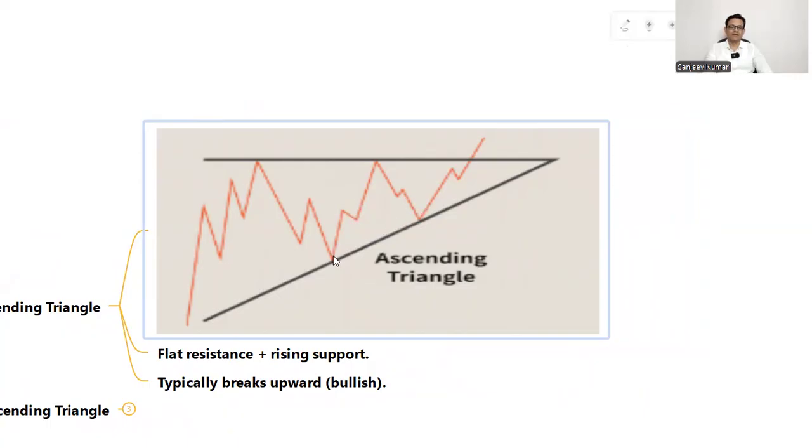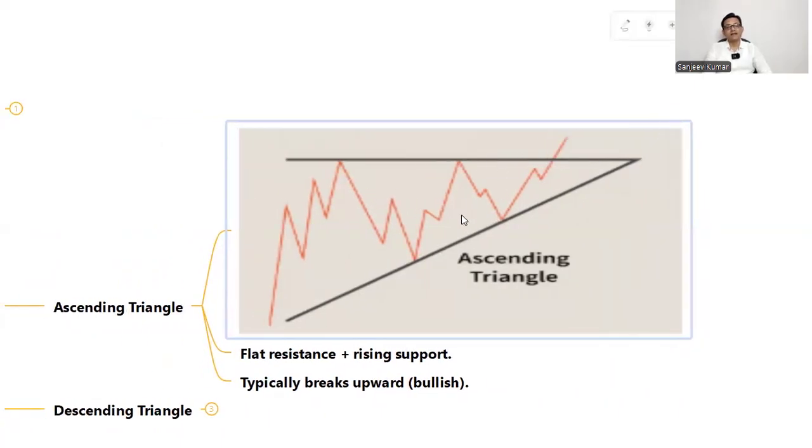Here is support, next support is upside from here, but resistance is at the same level and it gives you breakout here with high volume. It means this is the ascending triangle continuation pattern. It means your uptrend will continue.